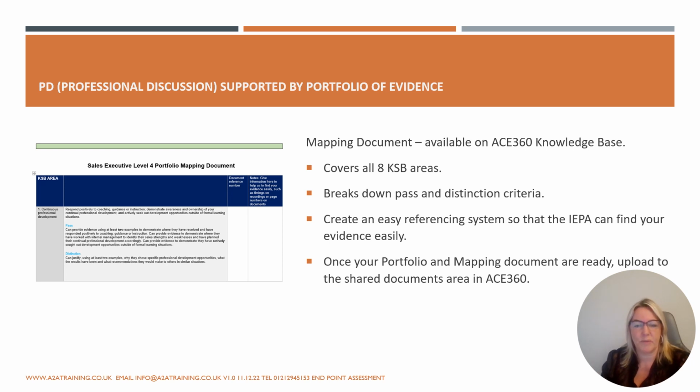So there's a mapping document uploaded in the knowledge base on ACE 360, and this covers all 8 KSB areas. We've broken it down for you so that you can see the pass and distinction criteria easily. Create an easy referencing system so the independent endpoint assessor can find your evidence easily. And once these are ready, upload it to the shared documents on ACE 360.